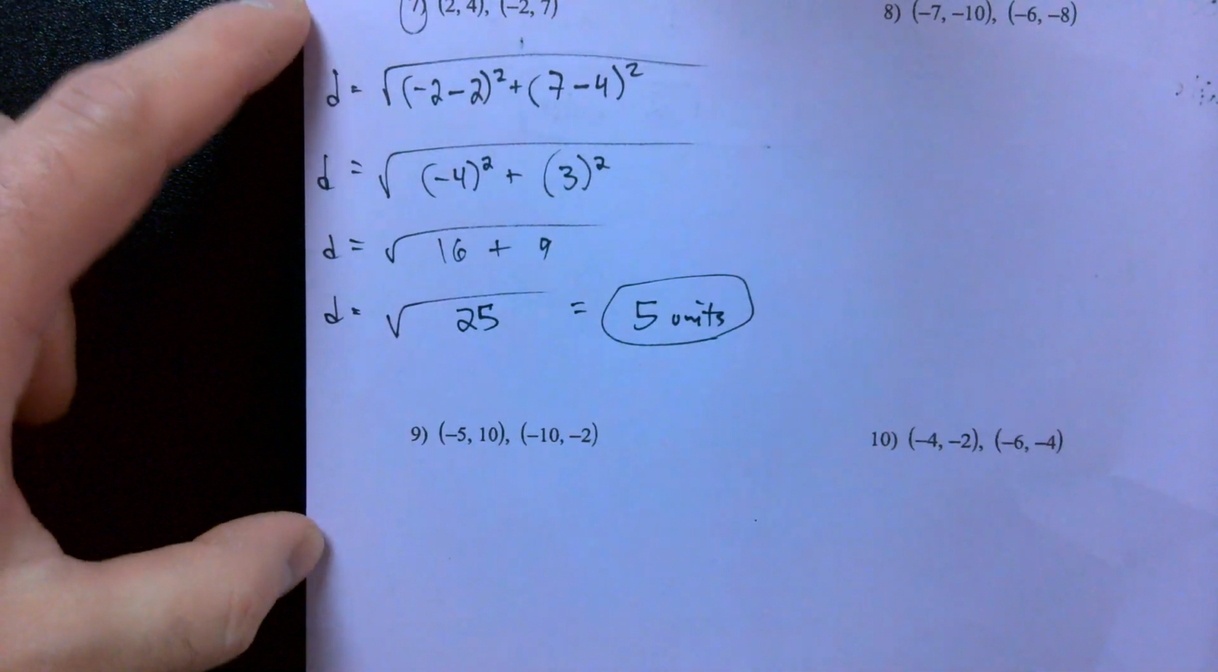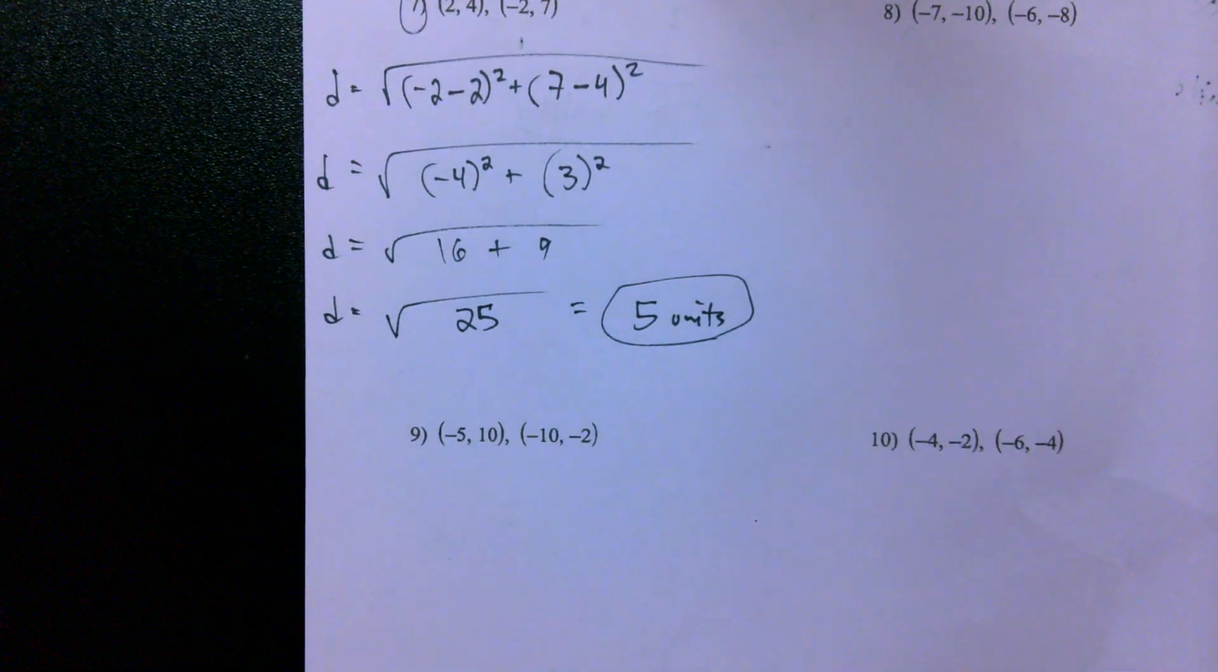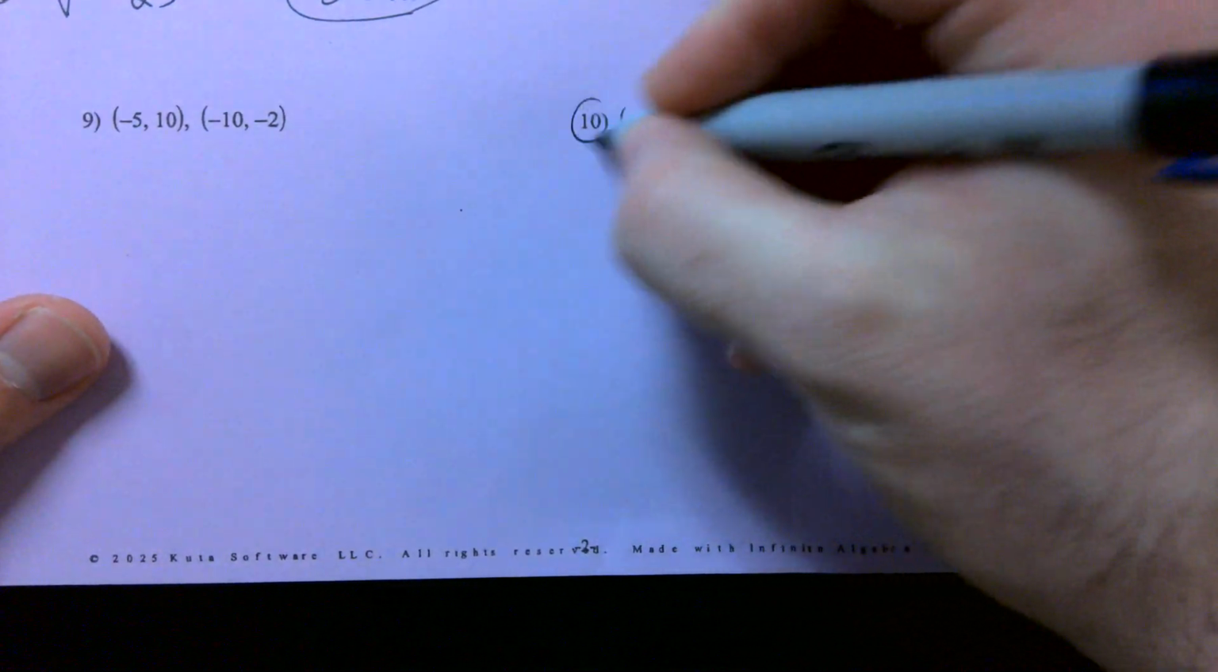Was there any of these on the back that we got an irrational number on where it didn't simplify to a nice, neat number like 5? Where we still had a square root in our answer? Number 10? Okay. That's a good one because there's all negatives here in number 10 as well.